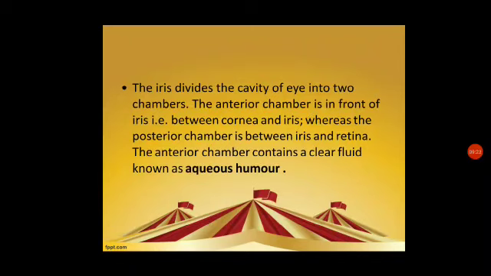The iris divides the cavity of the eye into two chambers. The anterior chamber is in front of the iris, between the cornea and the iris, whereas the posterior chamber is between the iris and the retina. The retina is the screen where the images are formed. The anterior chamber contains a clear fluid known as aqueous humor.